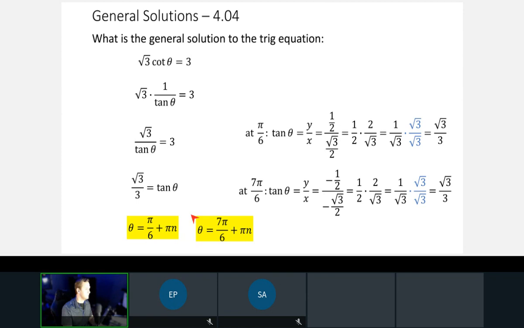Well, if you look at these 2, pi over 6 plus pi n, and then 7 pi over 6 plus pi n, well, this is redundant. Because when n equals 1, pi over 6 plus pi is equal to 7 pi over 6. So you get overlap. So this one covers this answer. So we actually don't need to write that second one. So the only answer for this one is actually this, that right there. That is the only correct answer for this problem.